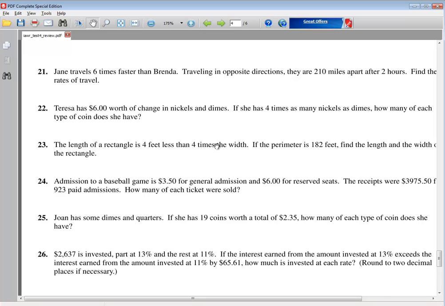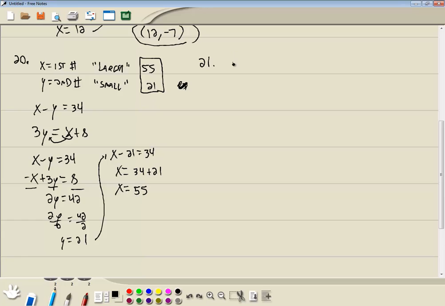We've got: Jane travels 6 times faster than Brenda. Traveling in opposite directions, they are 210 miles apart after 2 hours. Find the rates of travel. Okay, they're traveling in opposite directions. They are 210 miles apart after 2 hours. I know how to set this up normally, but how do you set it up with a system of equations? Jane travels 6 times faster than Brenda. So Jane and Brenda, first start off with that.